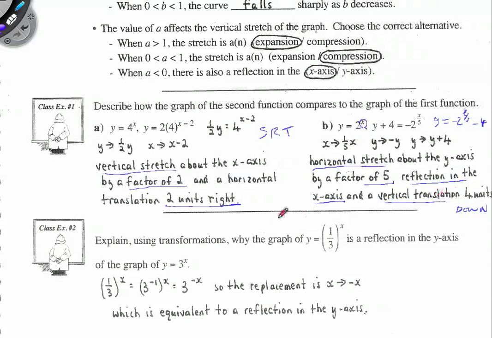Hopefully that's clear. Moving on to example 2. Explain the following transformations. Why the graph of this is a reflection in the y-axis of a graph y equals 3 to the x. Well, simply this equals 3 to the negative x. So x has become negative x. It's a reflection in the y-axis. So here's the example written out here.